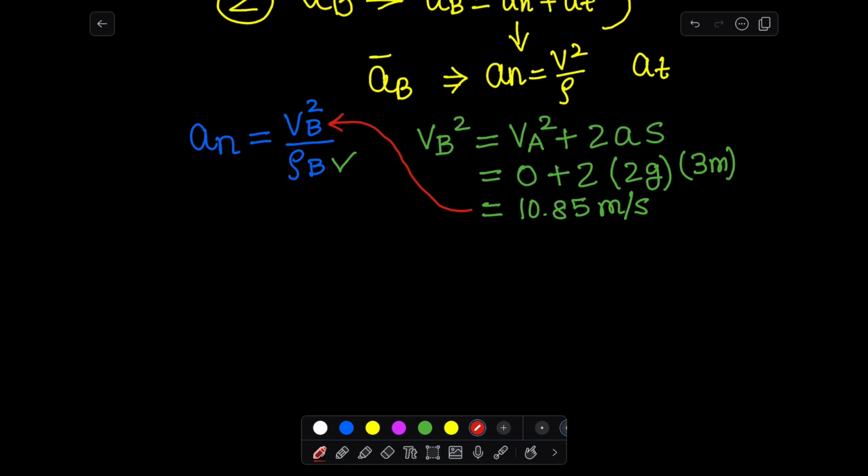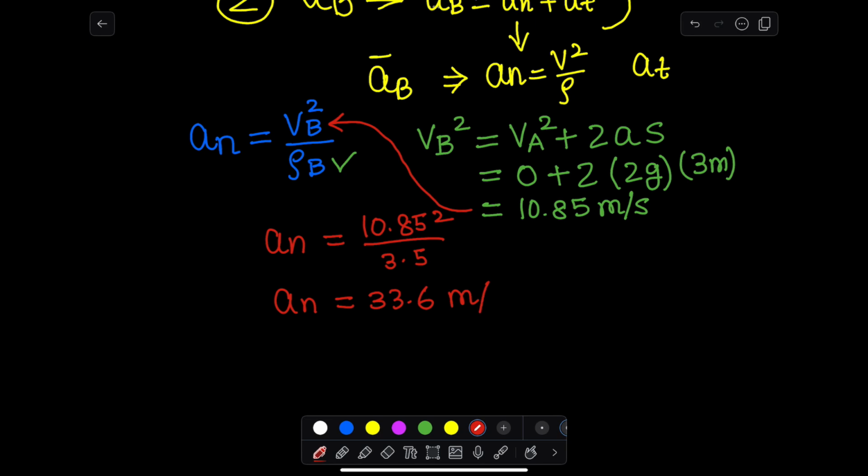So we will put the velocity in the formula, and we can easily find the acceleration in the normal direction. That will be equal to 10.85 square upon 3.5. So here is our answer. This is 33.6 meter per second square.